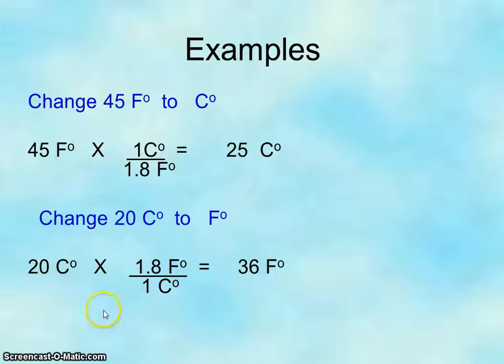What if I want to do the reverse? What if I want to go from Celsius degrees to Fahrenheit degrees? I have 20 Celsius degrees. I'm going to multiply that by, look, my ratio. Celsius degrees is on the bottom, so it will cancel out. Fahrenheit degrees is on the top, so that's what I end up with. So what do I do mathematically? 20 times 1.8 is going to give you 36 Fahrenheit degrees.